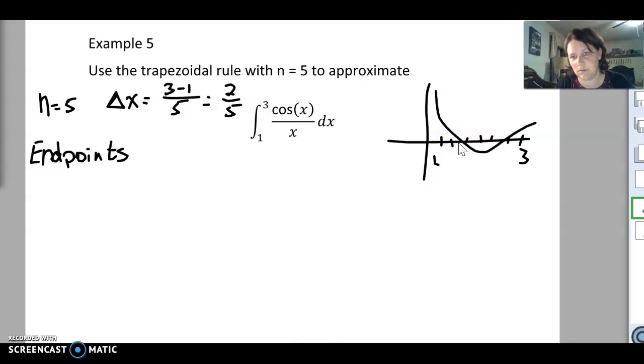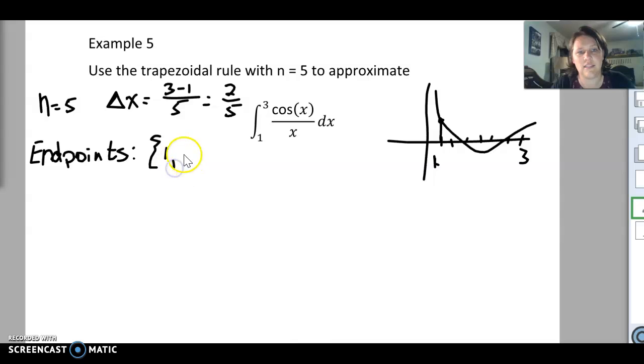So let's see if I can get 5. 1, 2, 3. Oh, that didn't work. 2/5. Well, we'll figure out what our endpoints are, and then I can come back and put those in there. Our halfway mark is not going to be one of them. But let's go ahead and list our endpoints, and then we'll go back and make each one of our intervals with our trapezoid rule. So our very first one is at 1. We're starting off at 1. That's our first endpoint, where x equals 1.